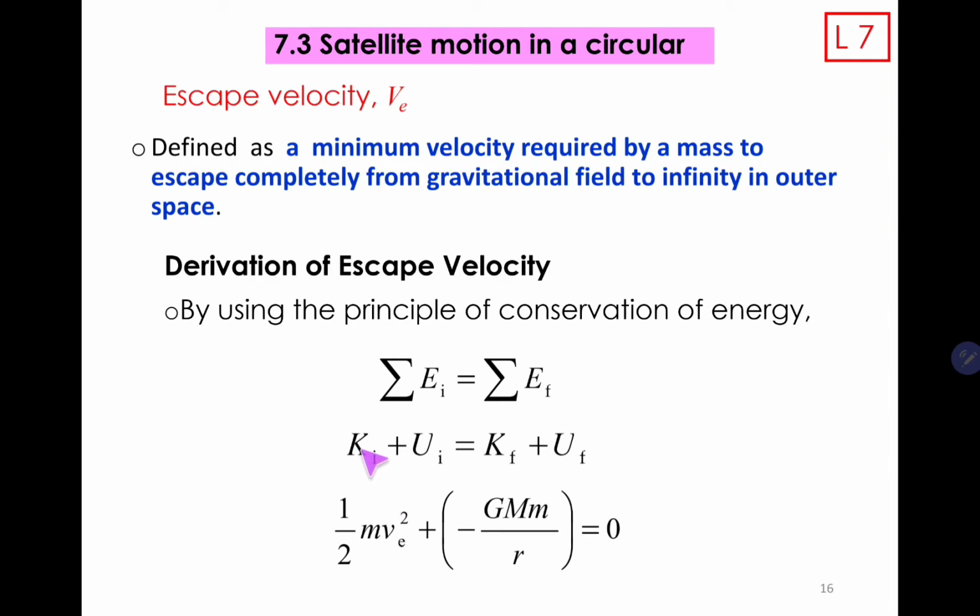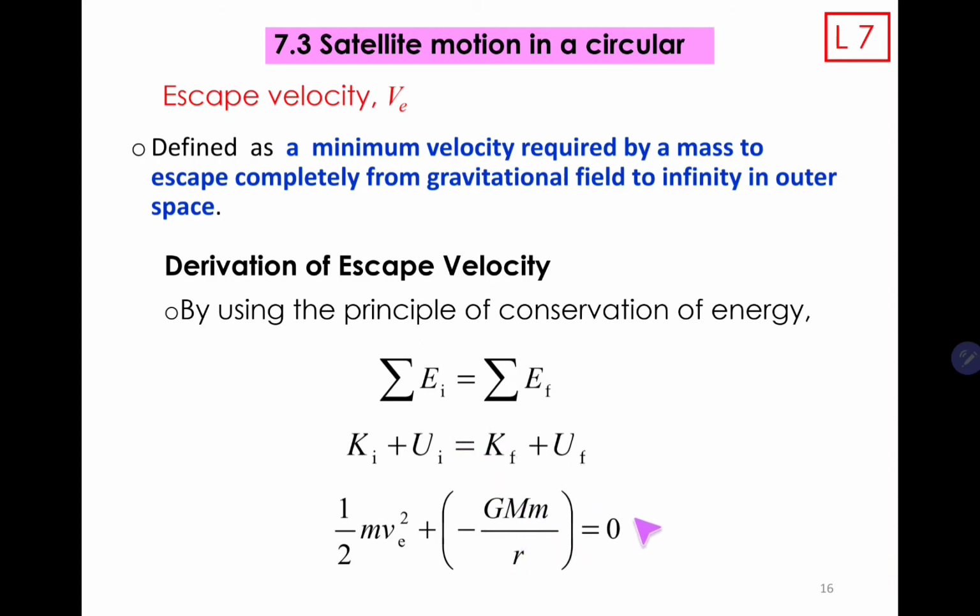For the kinetic energy, the equation is half mv squared, where v is our escape velocity, which is VE. We launch this object using the escape velocity, and the potential energy is negative GMm over r. This is our gravitational potential energy. The object is located at a point where the distance between the point and the center of the planet is r.